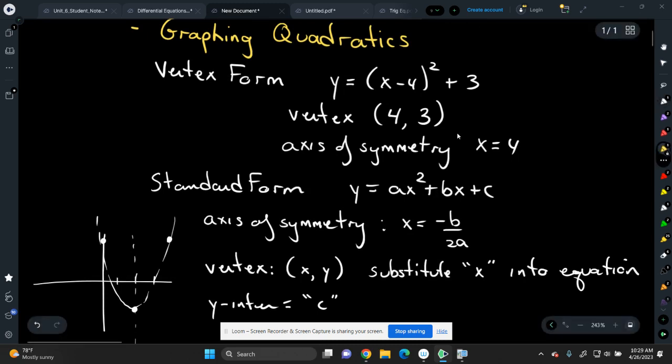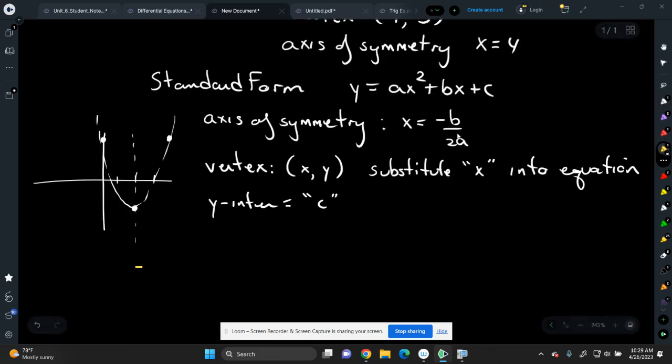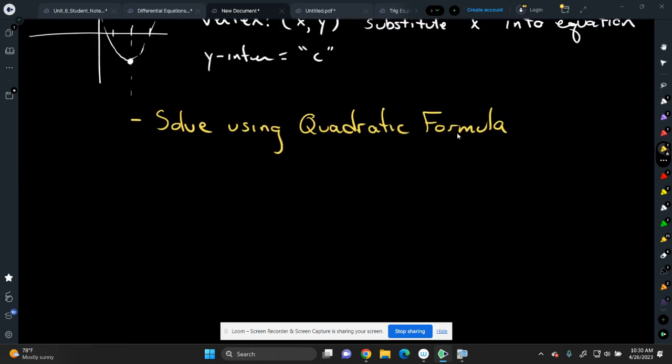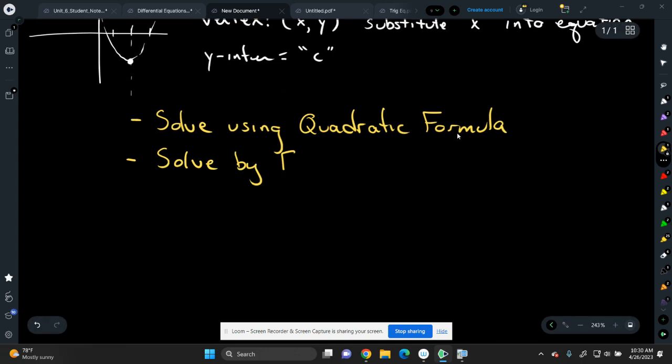Also on the test, we'll be solving using the quadratic formula. And then lastly, it'll be solving by factoring.